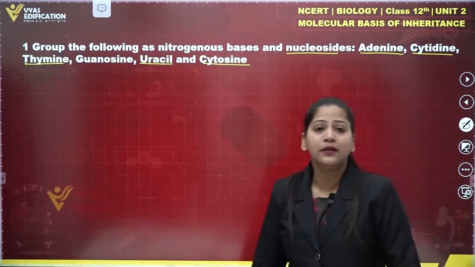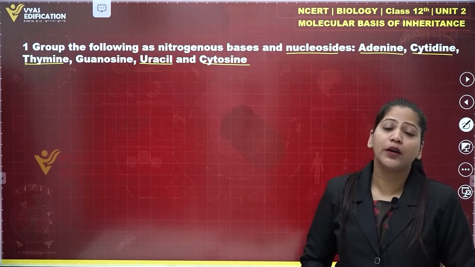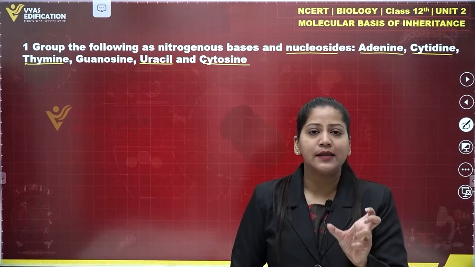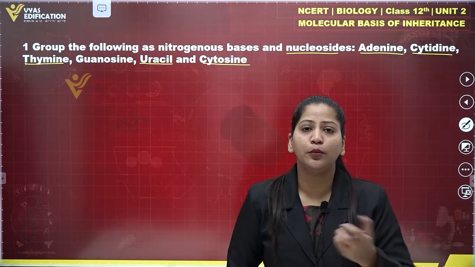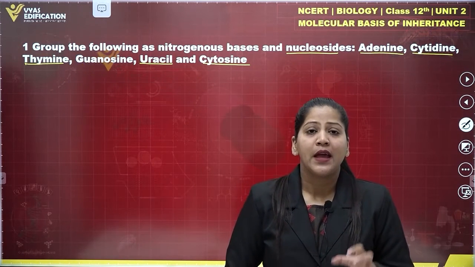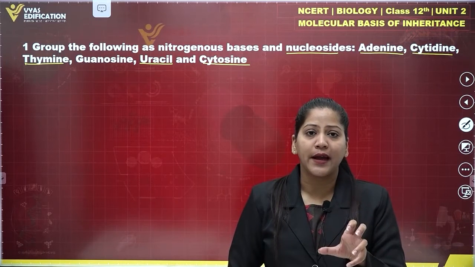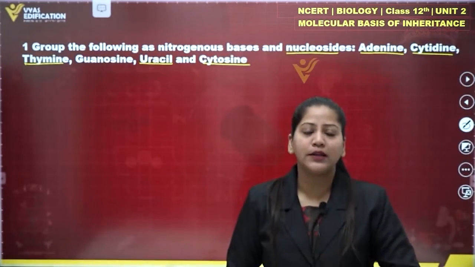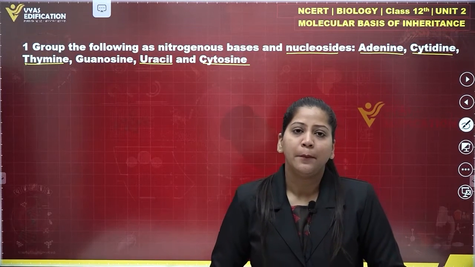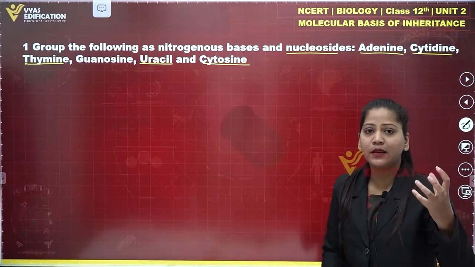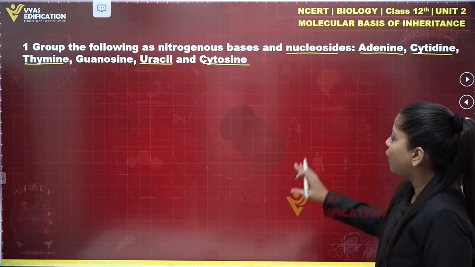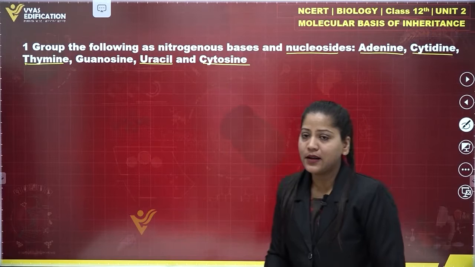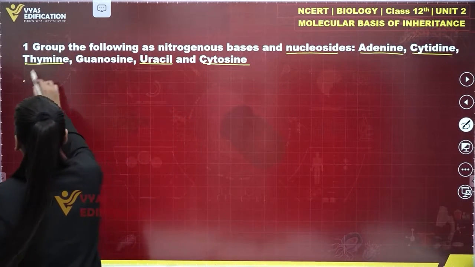These are nucleosides. But what are nucleosides? We know that a nucleotide is a combination of 3 things: phosphate group, sugar and nitrogenous bases. If a nucleotide is present without a phosphate group, we will call it a nucleoside, because it does not have a phosphate group. So what are nucleosides? Guanosine and cytidine. So let's write the answer to this question.